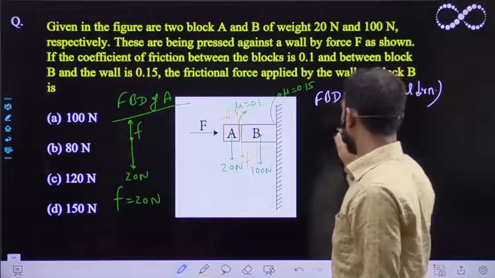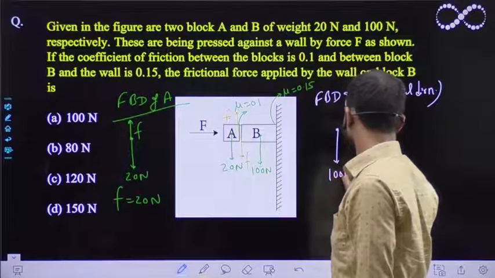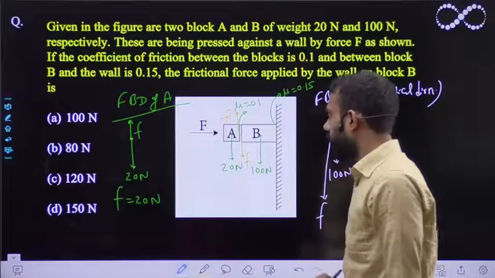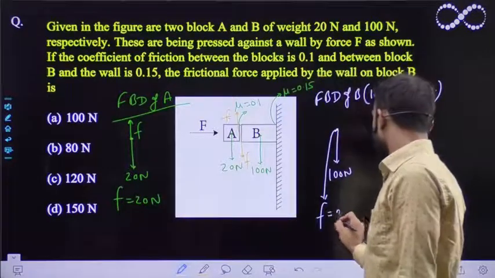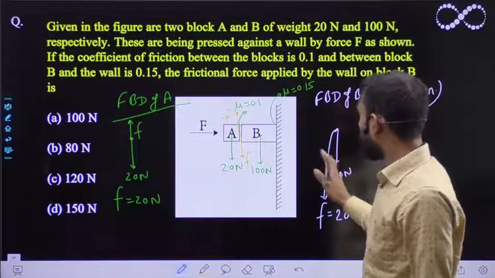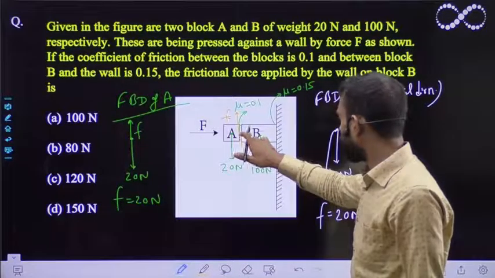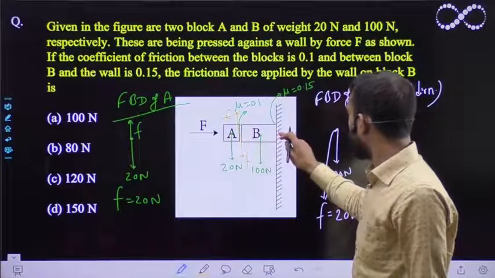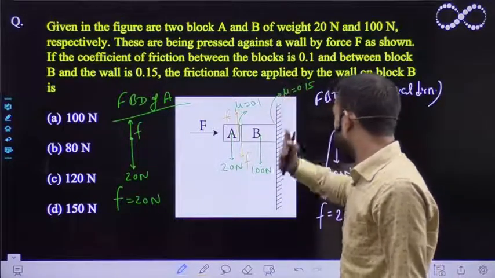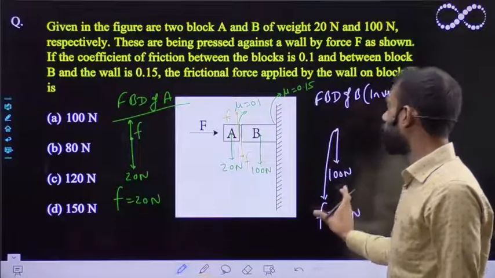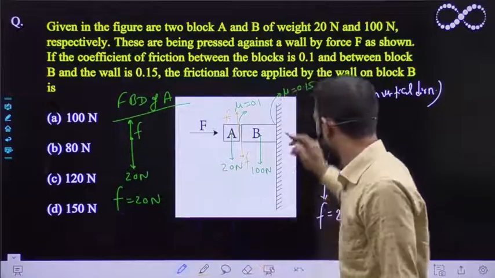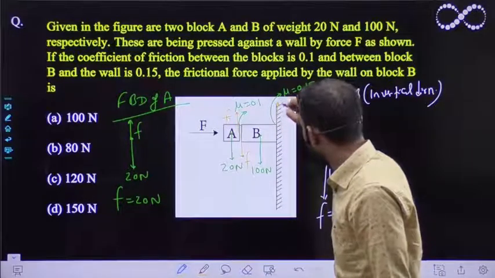See what forces will act. One is 100 Newton. The friction is also acting, and the value of friction we are getting here is 20 Newton. In the vertical direction only these two forces are acting. There is no other force, because the normal will also act, but that is in the horizontal direction. Here also the normal will act, but that is also in the horizontal direction. Here the friction will act and this friction has to balance this downward force. Then only B can be at rest. So here the friction must act in the upward direction.